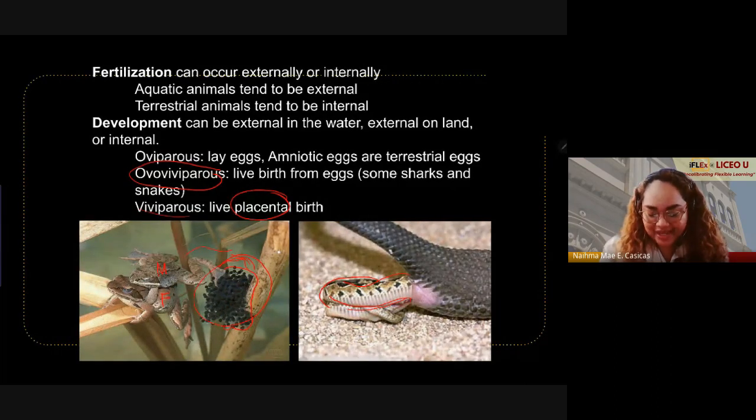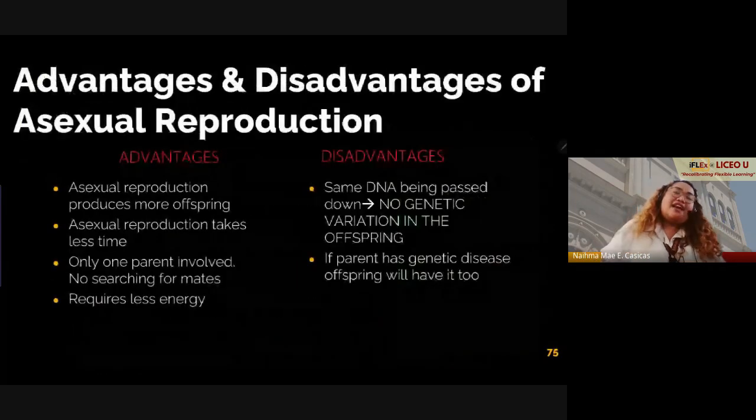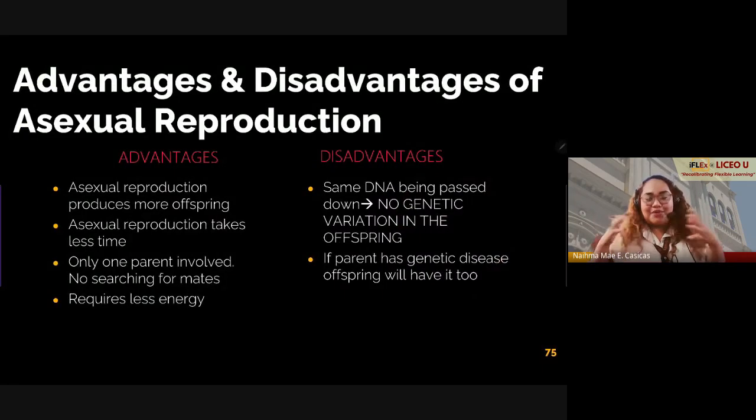Ayan. So those are the kinds or the ways in which our offspring are able to develop. So that is fertilization and development. So I'll skip that. Now, let's look at the pros and cons of sexual and asexual reproduction. So, pros and cons niya.